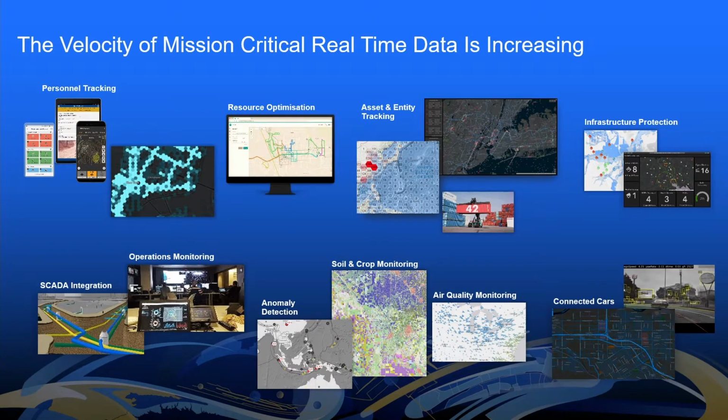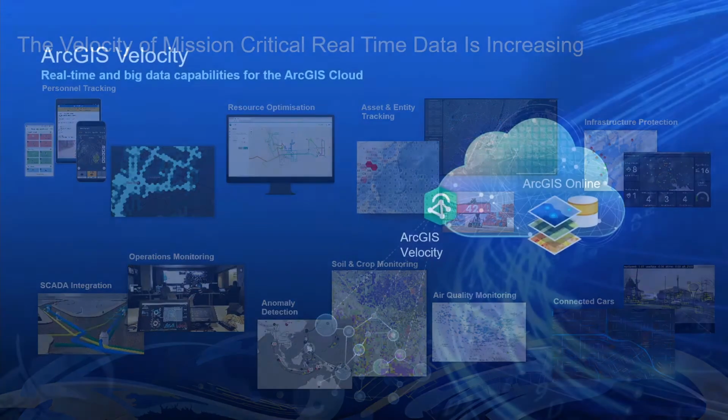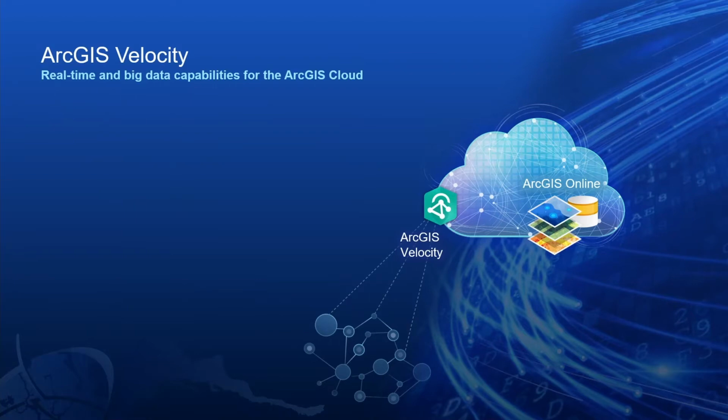So how can ArcGIS Velocity support this growing need for real-time data? ArcGIS Velocity extends Esri's geospatial cloud with real-time and big data analytics functionality. It provides a wide range of capabilities for ingesting and working with observation and sensor data. And you do this by configuring out-of-the-box connectors to bring in data from IoT platforms and third-party APIs.